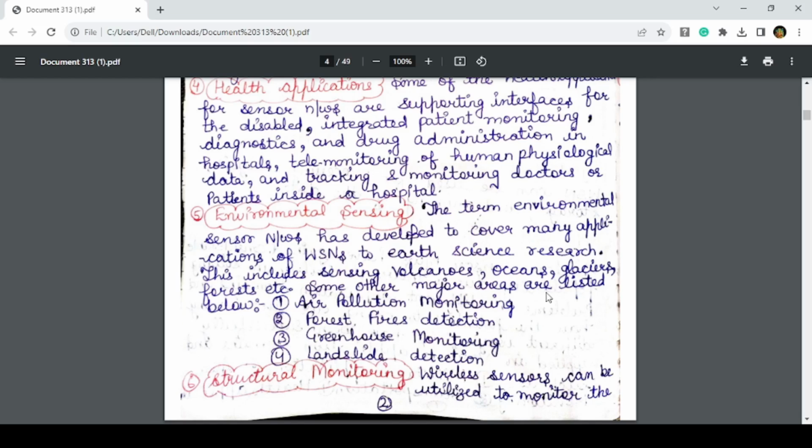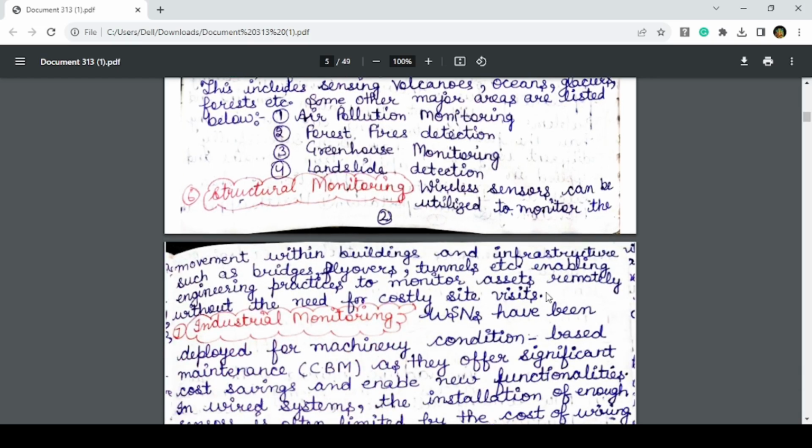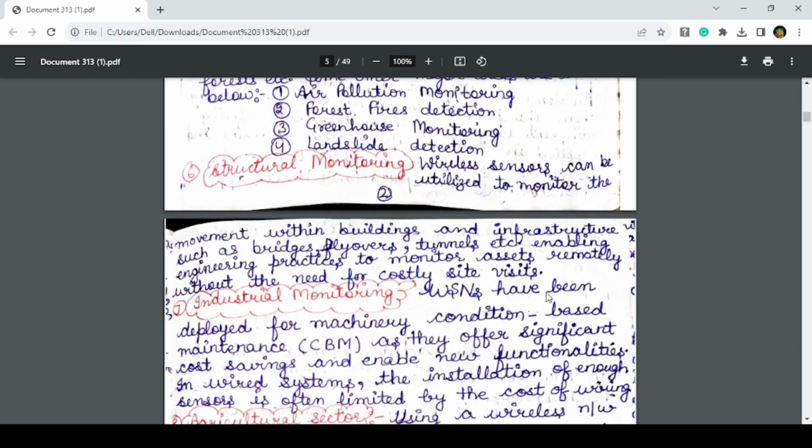Next, structural monitoring. Wireless sensor networks can be utilized to monitor the environment within the building's infrastructure such as bridges, flyovers, tunnels, etc., enabling engineering practices to monitor the assets remotely without the need for costly site visits.